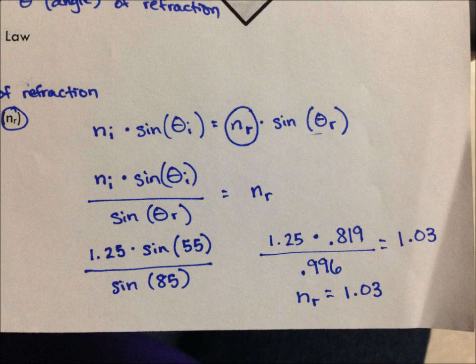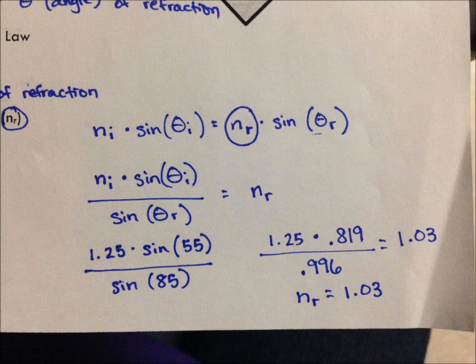I've got the problem set up. Now all I have to do is enter in the numbers that I've been given. I know that Ni is 1.25, and then I know sine theta I is the same as sine 55. Sine theta r is simply sine 85. So I've got it set up. Now let's use our calculator to figure out the numbers. 1.25 times, and if you enter it in your calculator, sine 55 equals 0.819. So I'm going to leave it like that for now. On the bottom, sine 85, when you enter that in your calculator, gives you 0.996.